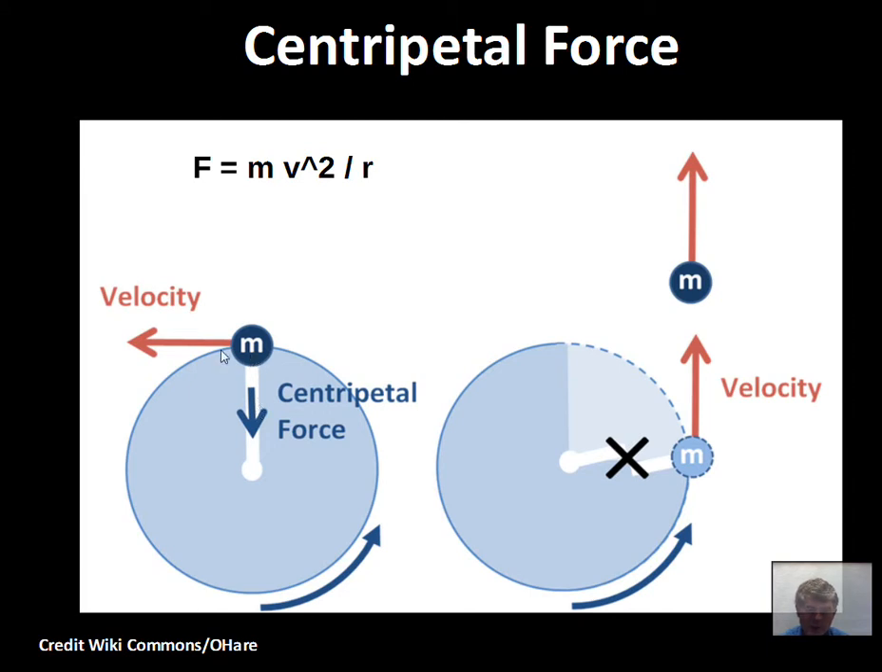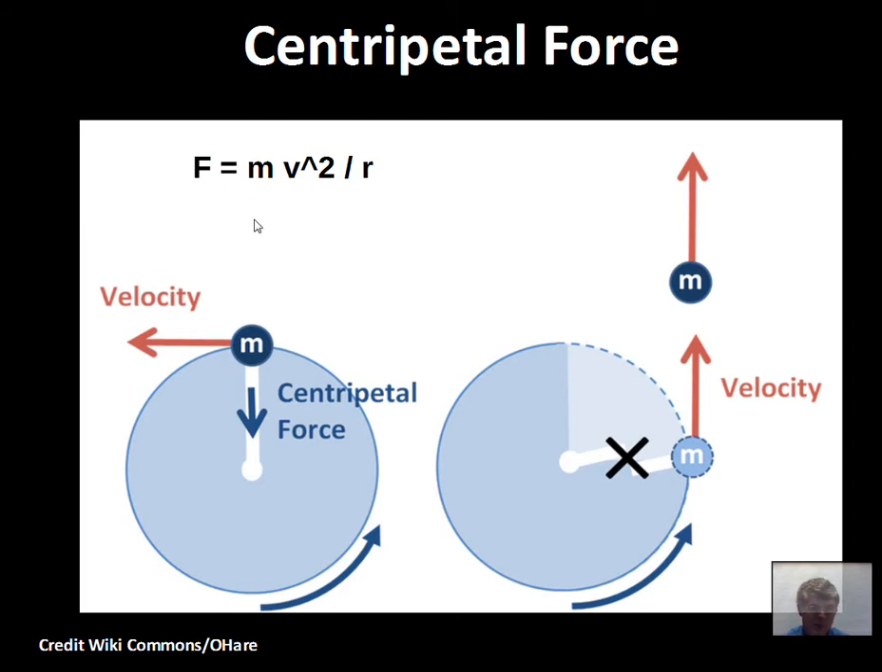The speed of this object will be constant. The velocity is changing because the direction is changing, but the speed will be constant. And the force that will cause this to occur can be calculated with the mass of the object that's in motion, the square of the speed, and divide by the radius of the circle. We are not going to do that calculation, but this is how you could do it and find the strength of the centripetal force.